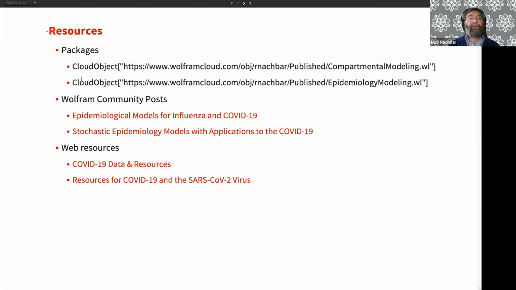And these are the resources: my packages, compartmental modeling and epidemiology modeling that uses the first one, are published on the cloud. You should be able to access them. And I've got two Wolfram Community posts, and these are some web resources that we're using to get the data.